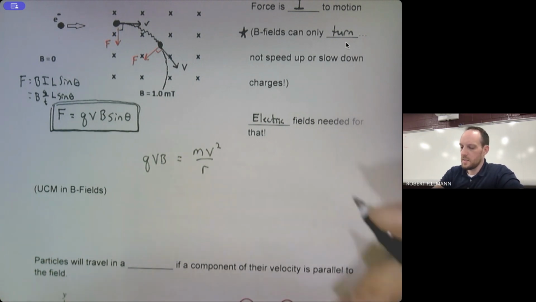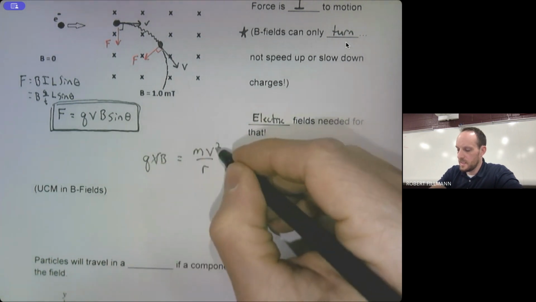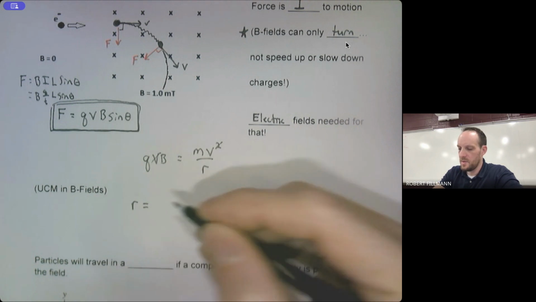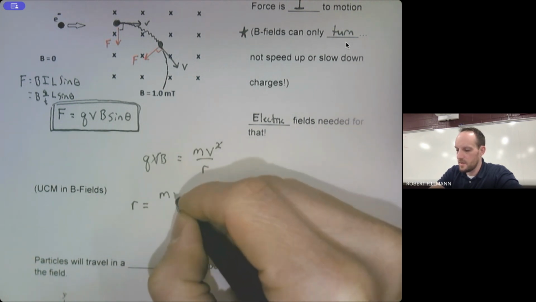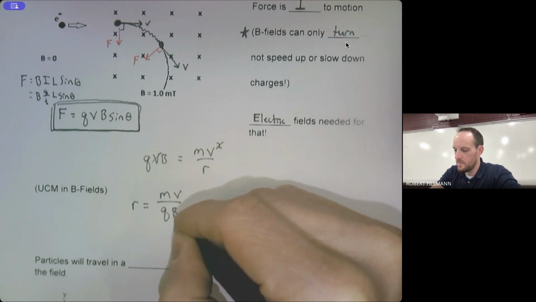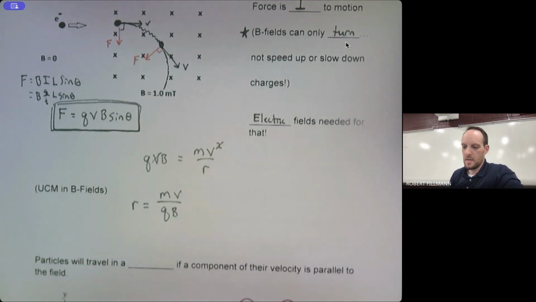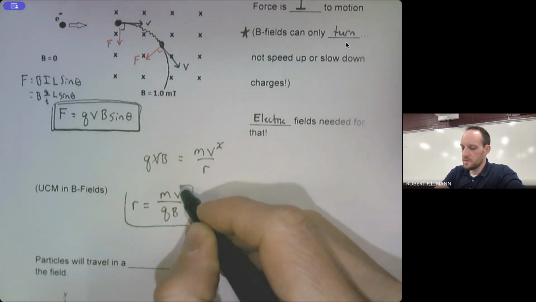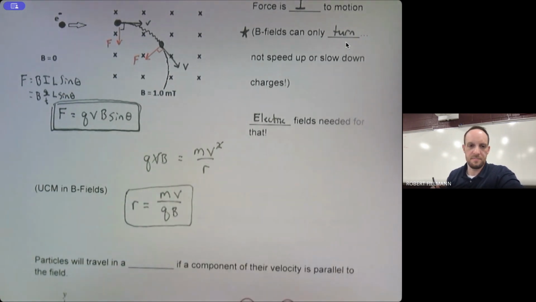So in this expression, we can see that one of the v's cancels out from both sides. Again, this one's not on the IB data sheet, but you might have to derive it or come up with the relationship by connecting magnetic force as a centripetal force. We can get an expression like this. This tells me the size of the circle that the charged particle will move in.